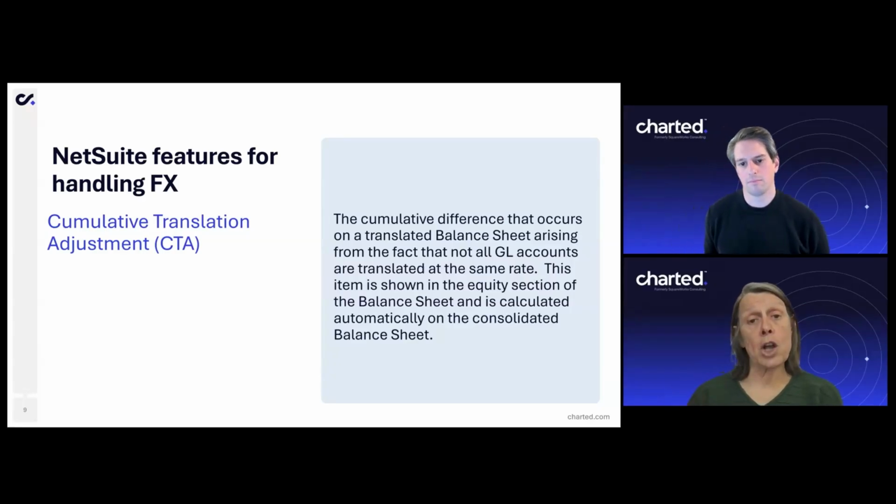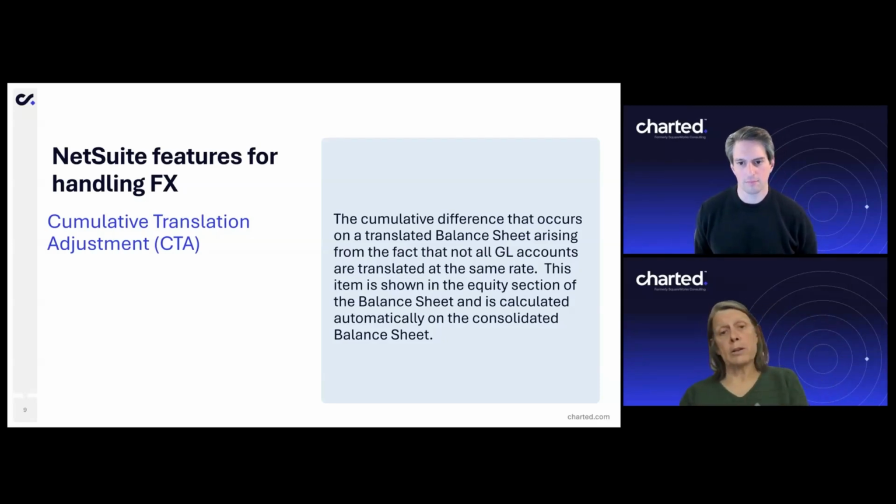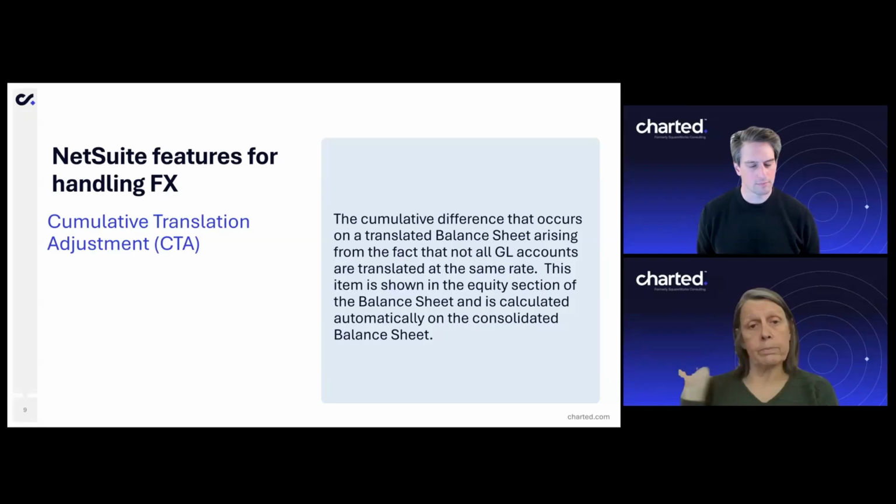Remember, CTA is not transaction generated. It is generated by the fact that I translate my balance sheet using the rate at the end of the month. I translate my income statement using the average rate for the month. I translate my equity section, including retained earnings, at a historical rate. So retained earnings, for example, is month one plus month two plus month three, et cetera, until the very beginning of time. So there's nothing I can do about that equity section of the balance sheet.